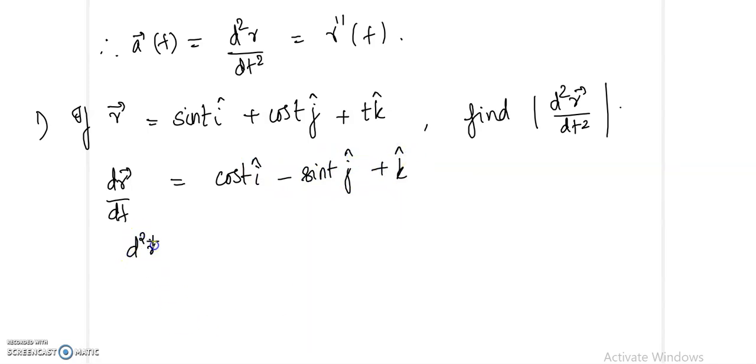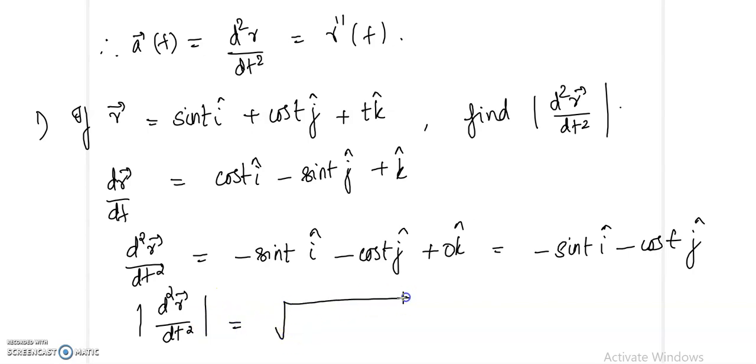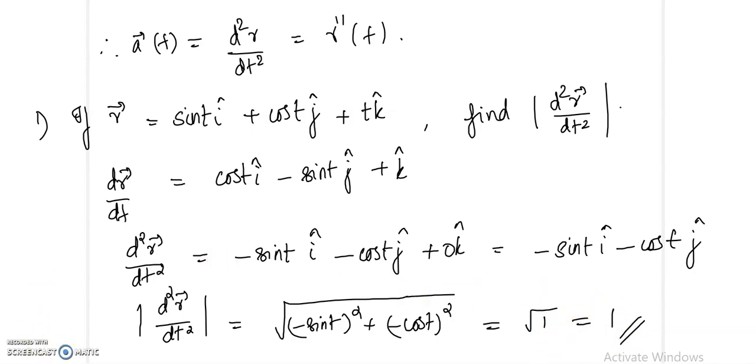Now differentiating once again, so d square r by dt square, take the second derivative, so you'll get minus sin t i minus cos t j, and here the coefficient is 1, so the derivative will be 0 k. So that will be equal to minus sin t i minus cos t j. Therefore the magnitude of d square r by dt square will be root of minus sin t whole square plus minus cos t whole square. So that will be root of sin square t plus cos square t, which is equal to root of 1. So the required value is equal to 1.